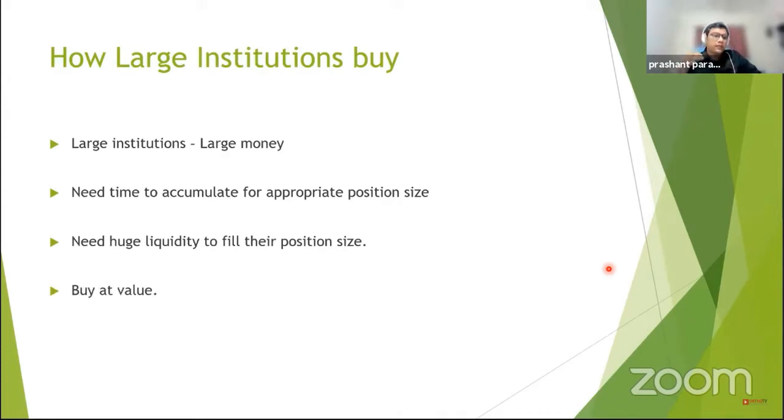They have a value area where they buy. They do not buy at any XYZ level. They decide that if some stock is at 100 rupees and their value area is around 40 to 60 rupees, they buy only when the stock comes to 40, 60 levels. Otherwise, they are not interested at all in buying that stock. So they wait till the value area is reached, and they need huge liquidity.